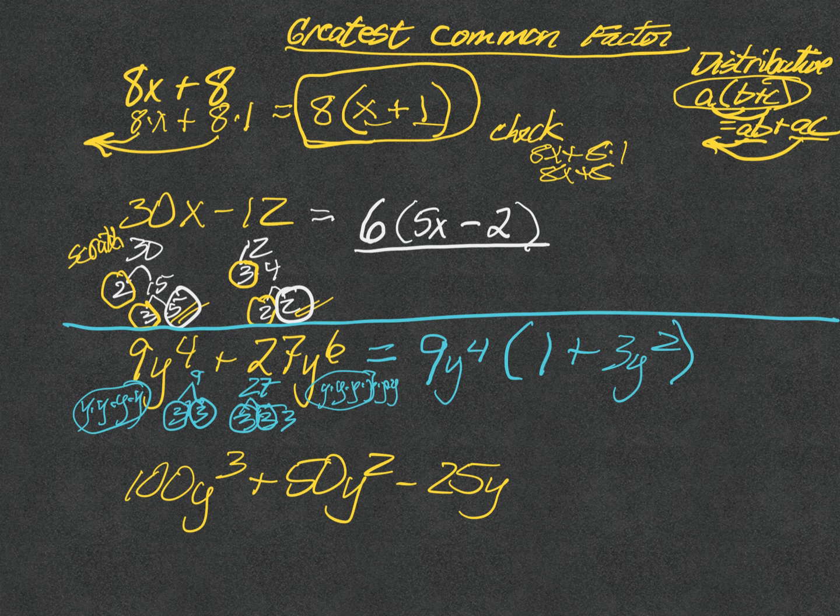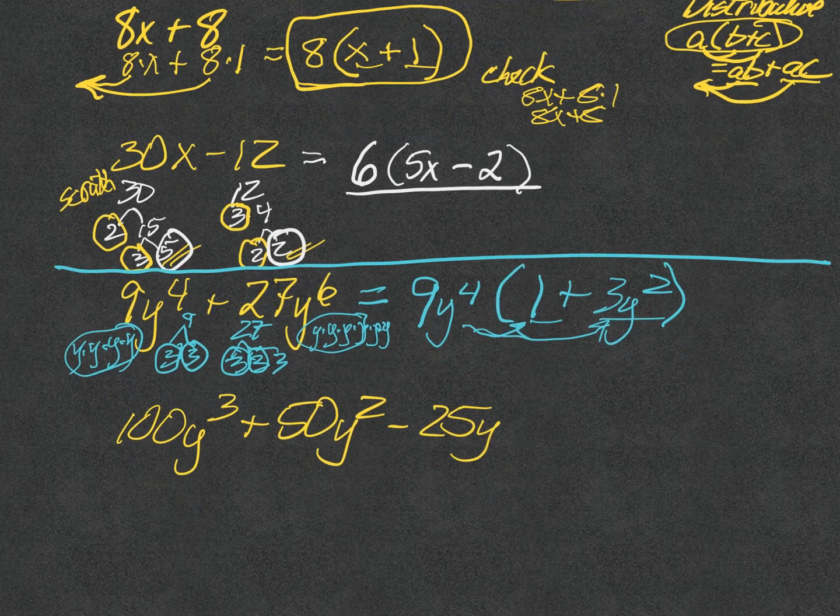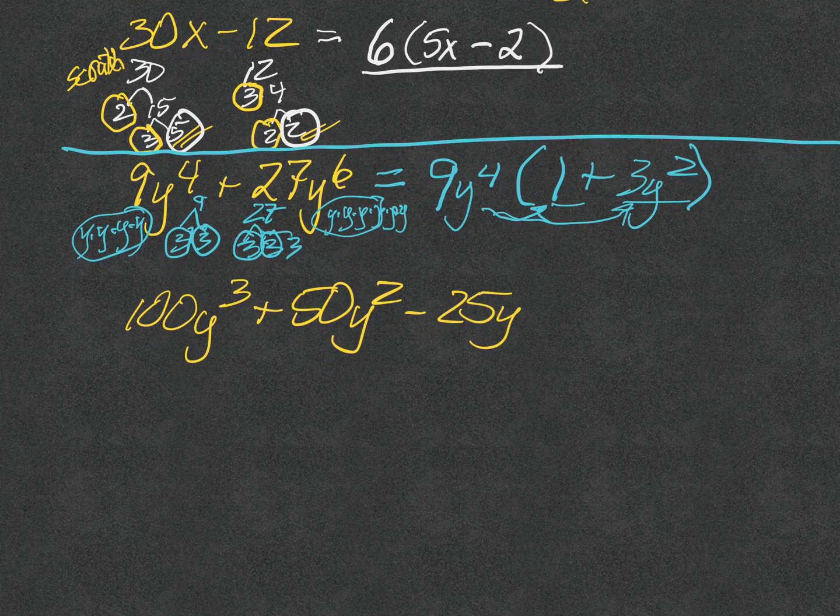And so we can check it. Is 9y to the fourth times 1 9y to the fourth? And is 9y to the fourth times 3y squared, is that 27y to the sixth? If so, then this is a complete factorization. And notice the 1 and the 3y squared have nothing in common. Okay? So I've checked it, and now I'm certain that that's correct. So let's go to our last problem.